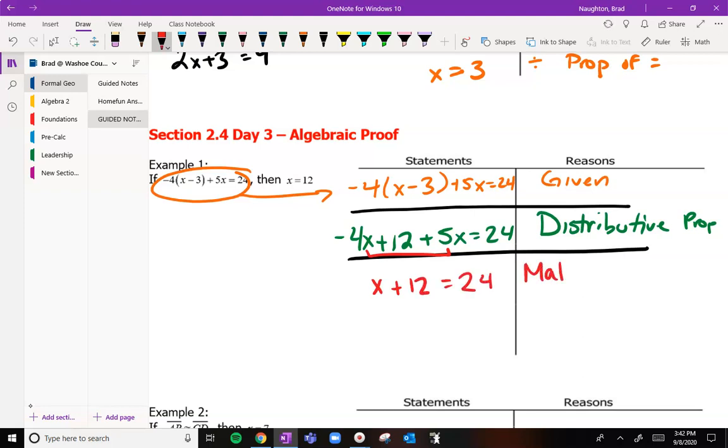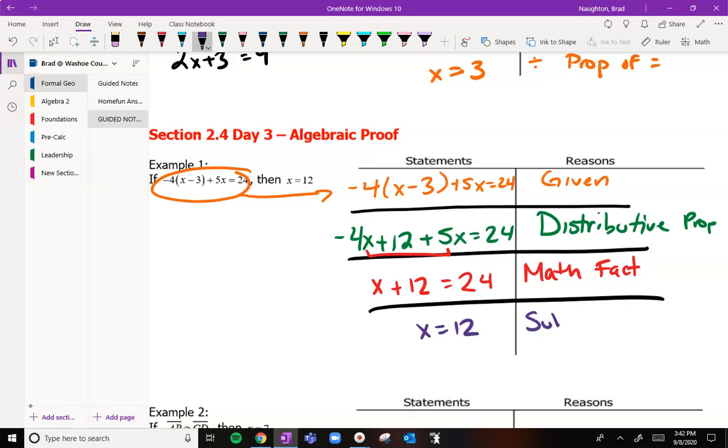And that's a math fact. Remember, anytime we do something like adding, subtracting, when they're on the same side, we just call it math fact. You can call it simplify if you would like. Then we'll move that over, and I'm going to get x is equal to 12, and that was subtraction property of equality. Remember, you have of equality. Make sure that's always in there, okay? It's not right unless you have it.